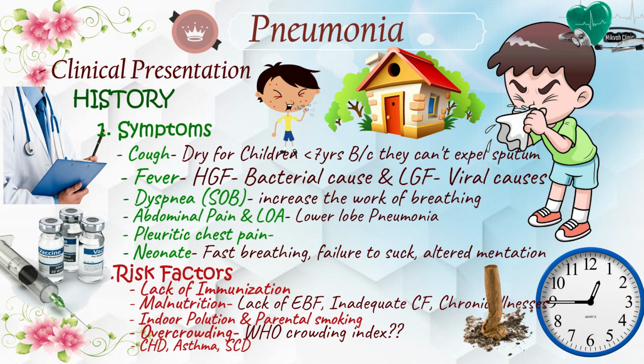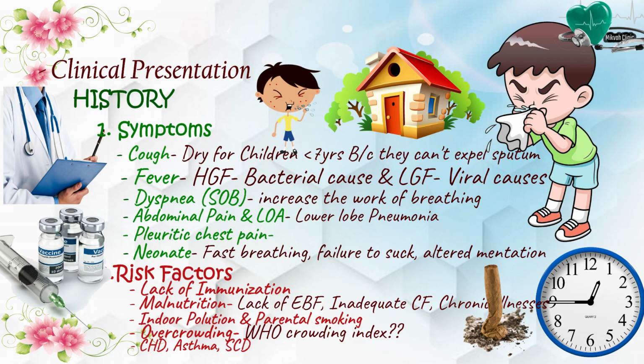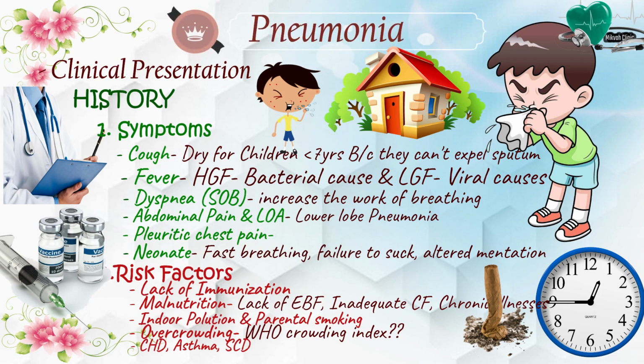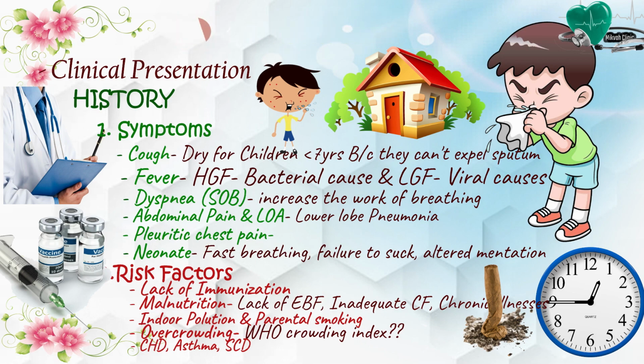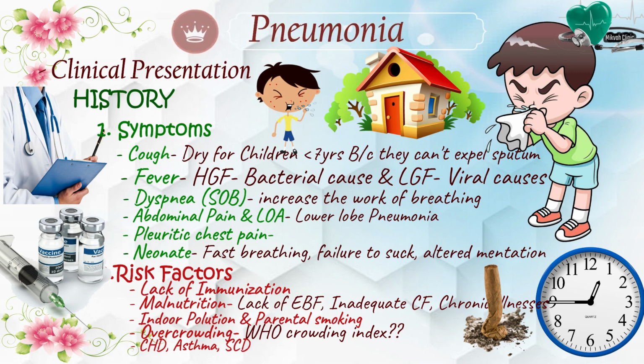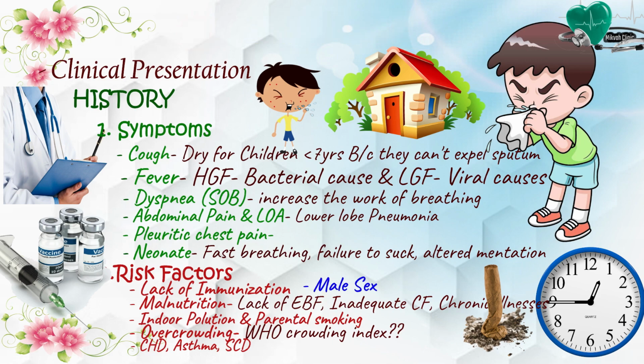The fifth one is congenital heart disease, asthma, and sickle cell disease. All these problems, as I have mentioned, will reduce the pulmonary function of the child. So whenever the child develops infections, their pulmonary function is low, so easily they will become symptomatic, and it will predispose the child to have pneumonia. And even though the exact cause or the exact relation is not known, being male by itself is also one of the risk factors.